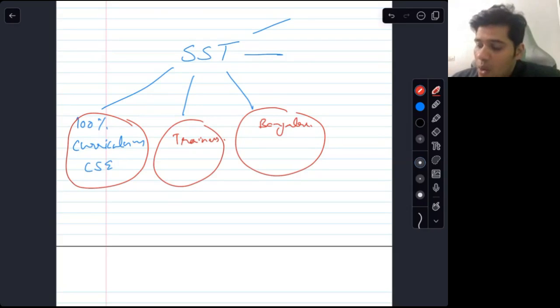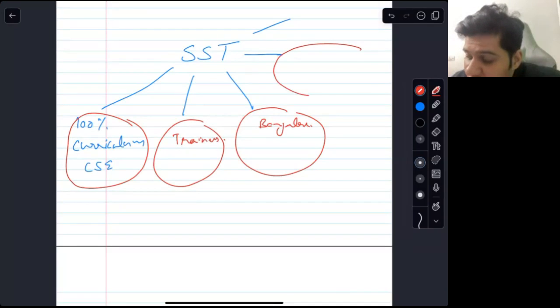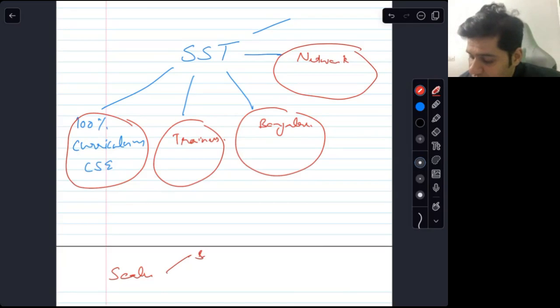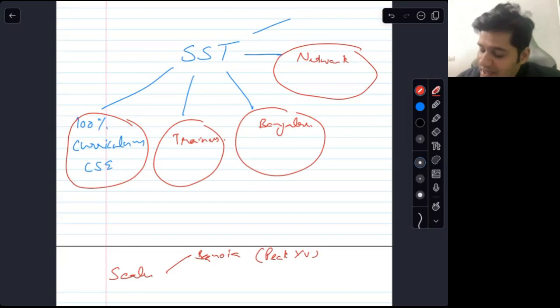All right. One more thing that is very critical is the network. What do I mean by the network? So Scaler is funded by Sequoia. It was previously called Sequoia, now it is called Peak 15 and Tiger Global.